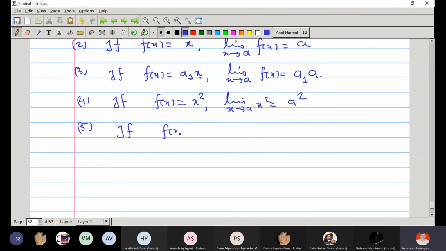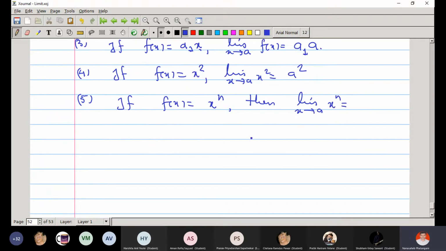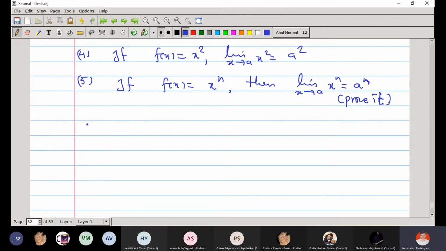Now, if f(x) is equal to x to the power n, n a positive integer, then what is the limit as x tends to a of x to the power n? What we expect? It should be a raised to n. So prove this. We have proved up to 2, 3, but you try to prove it by induction for any positive power n. Right? You should work it out. So what is my point?